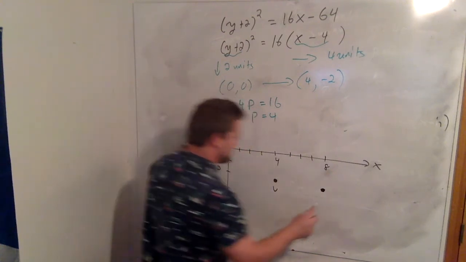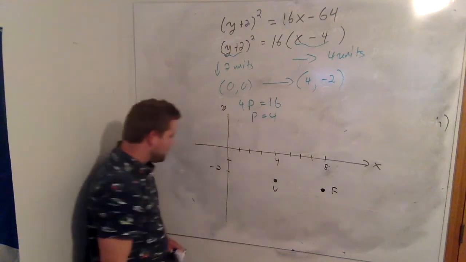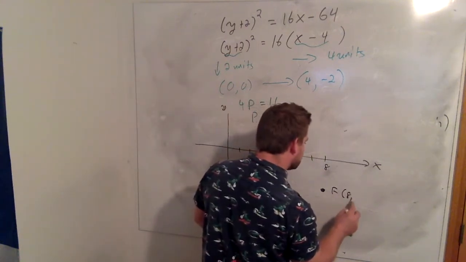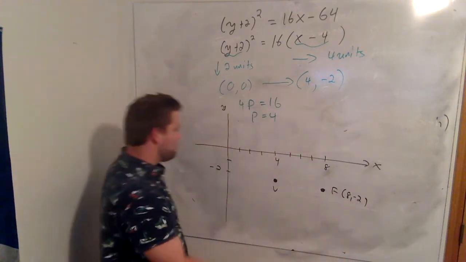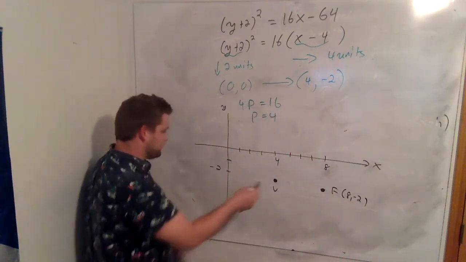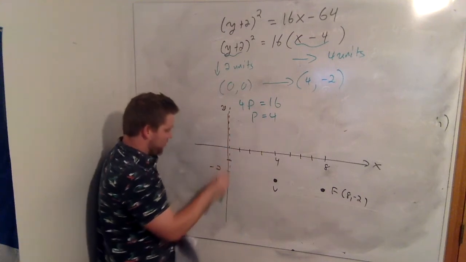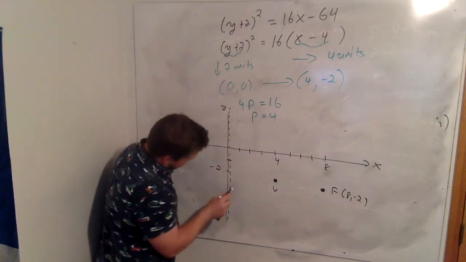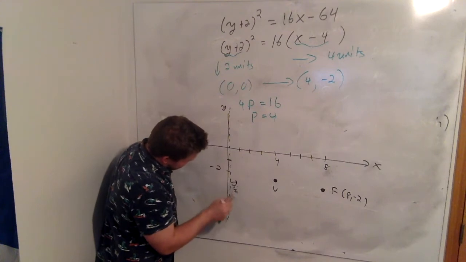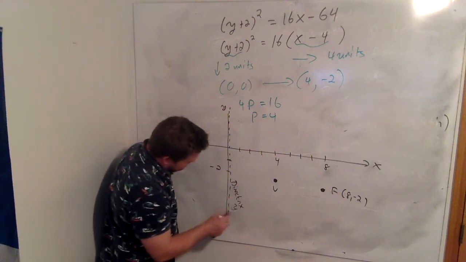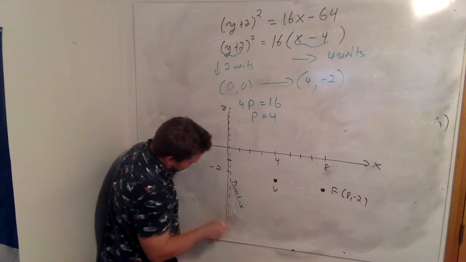Our focus will have coordinates 8, -2. Okay, we need to go backwards 4 to get to our directrix. If we go backwards 4, we're right on the y-axis. So this is the directrix, and it'll have equation, let's see, x equals 0.